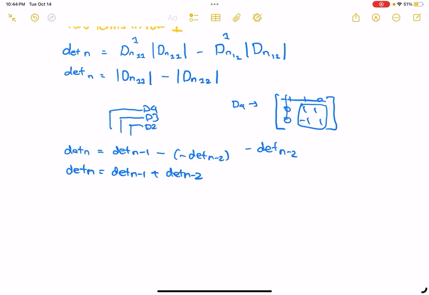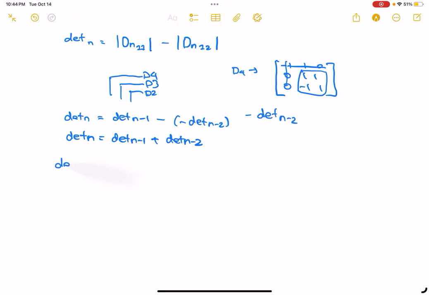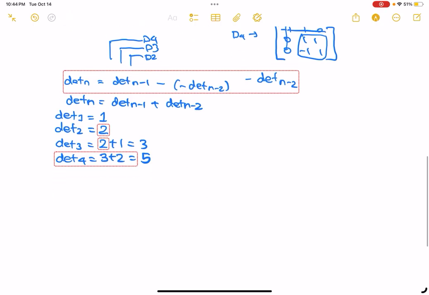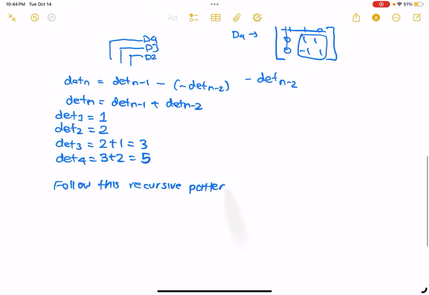And since it's a recursive pattern, let's start off by getting the determinant of D2, because we need a base case, right? The determinant of D1 is always going to be 1. And the determinant of D2 is 1 times 1, which is 1, plus 1, is 2. So determinant of D3 is 2 plus 1, equal to 3. Determinant of D4 is 3 plus 2, equal to 5. And you can follow this recursive pattern to get the determinant of n for a matrix of type D.